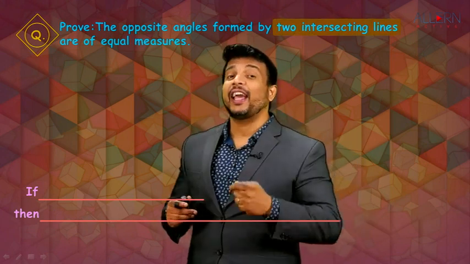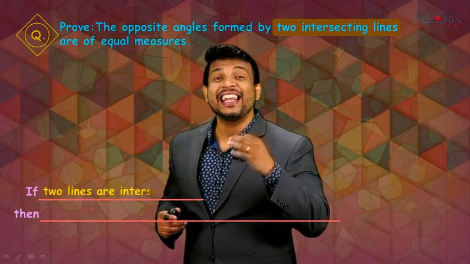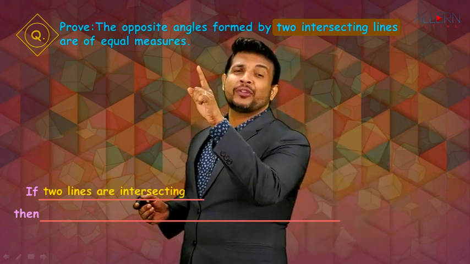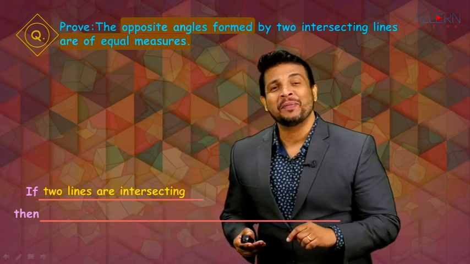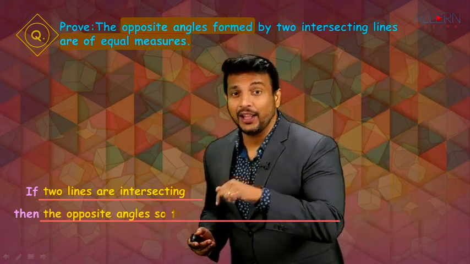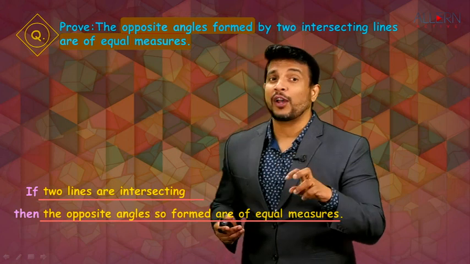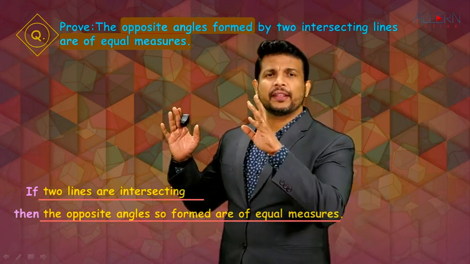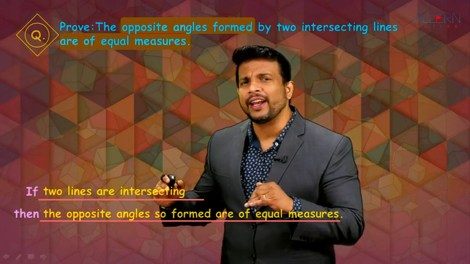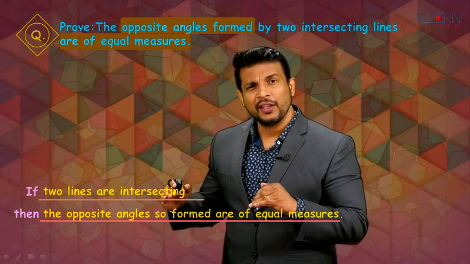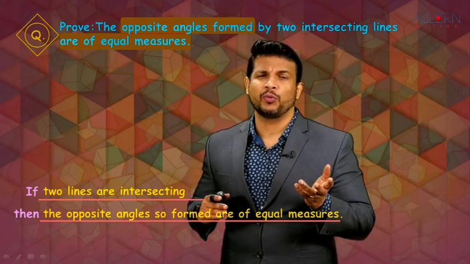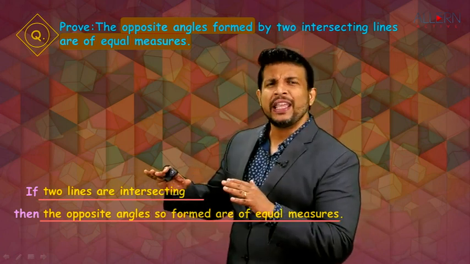So we write there, if two lines are intersecting, what happens? Then the opposite angles formed are of equal measures. So we write there, then the opposite angles so formed are of equal measures. Now understand, my dear child, when you have a statement like this, it's not compulsory for you to write it in the if and then form, right? We can draw the figure, we can write the given, we can write the to prove. But this is making our job easy, right?